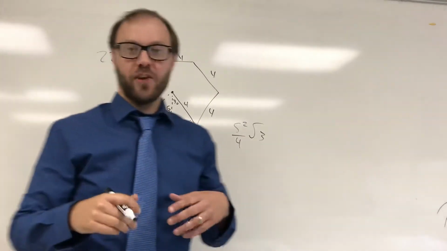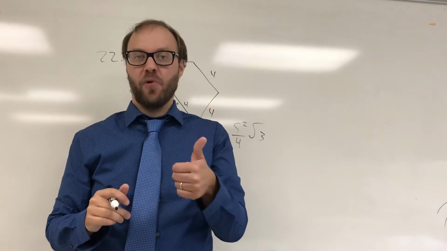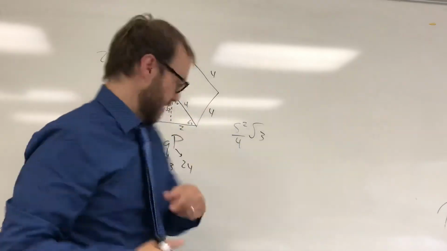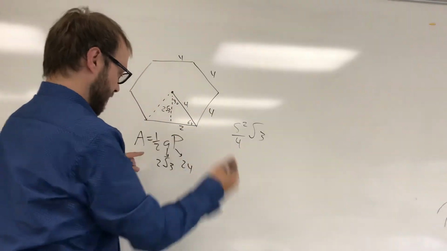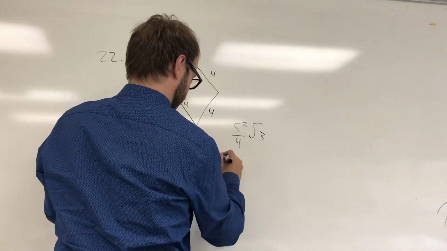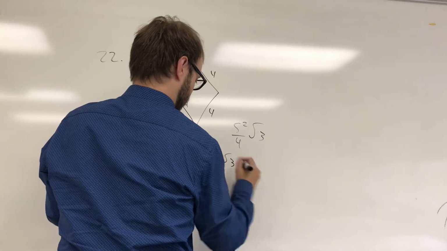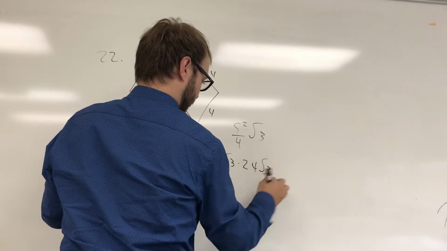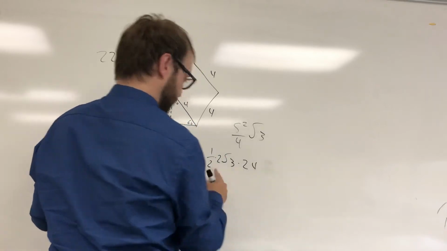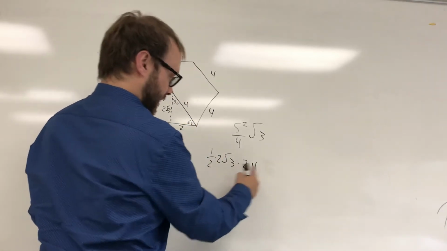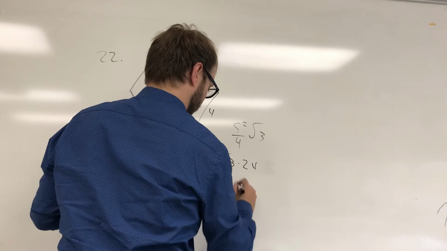So when you're showing your work, I really encourage you to write down the formula and then show what values are being substituted in. So at least do something like this. We're going to take half of 2 radical 3 times 24. Half of 2 radical 3 is just radical 3, times 24 will be 24 radical 3.